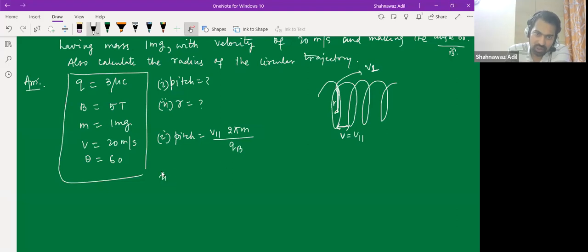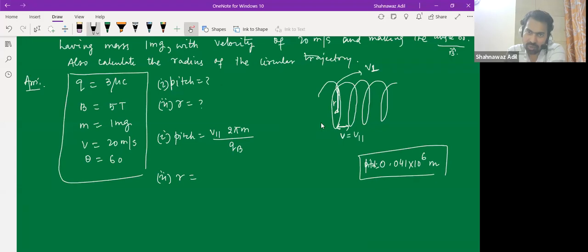And what is radius? What is radius, guys? Yes, V perpendicular. So Aisha has got 0.041 into 10 to the power 6 meters. This is the pitch that Aisha got. Good. Mariam, what did you get?